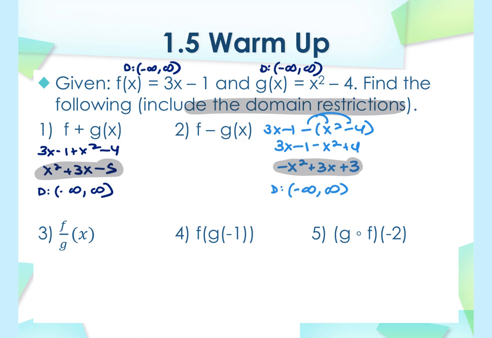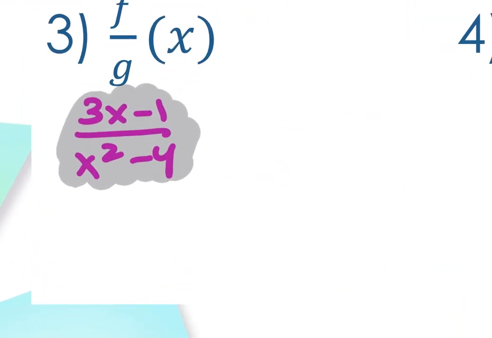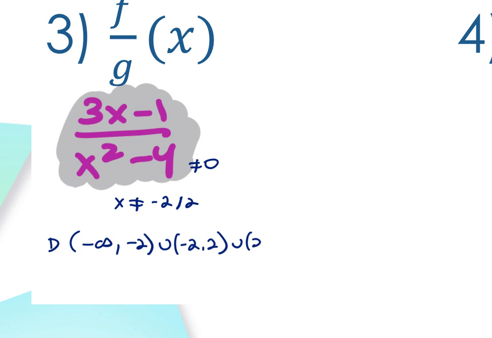All right, then I go to 3. Now I'm putting f over g. So 3x minus 1 over x squared minus 4. Nothing carries down. Did I introduce a new restriction? Yes. What is it? This cannot equal 0. So x cannot equal negative 2 or positive 2. So my domain is negative infinity to negative 2, negative 2 to 2, and 2 to positive infinity.